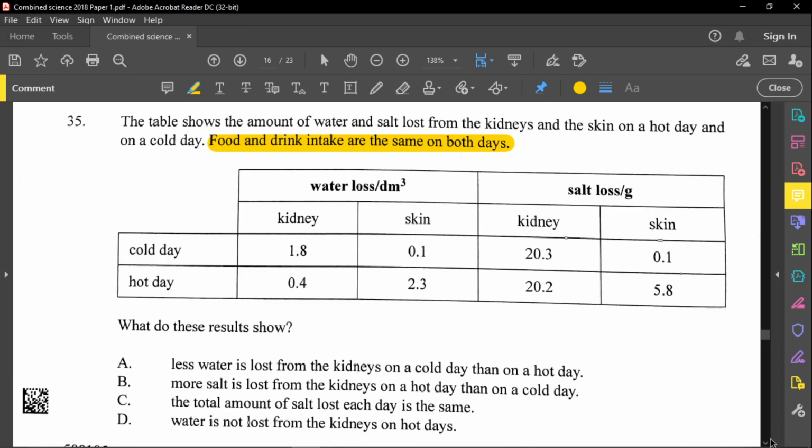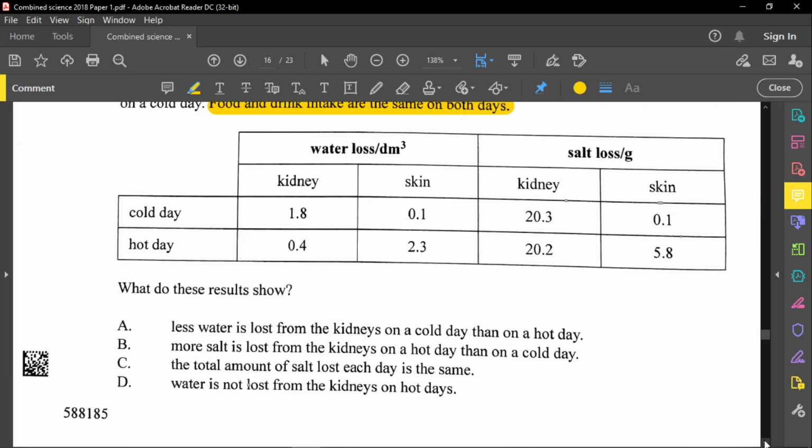Okay, and so let's go to the results here. It said less water is lost from the kidney on a cold day than on a hot day. So look at water from the kidney. On a cold day, you have more water lost from it, not less. So 1.8 is more than 0.4, right? So option A is not a true statement, from the results. All right, if you look at part B now, it said more salt is lost from a kidney on a hot day than on a cold day. So look at salt.